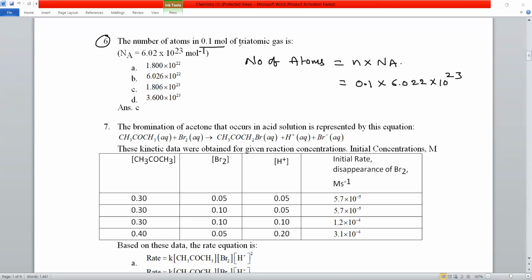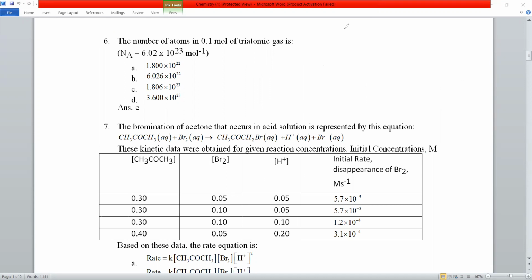But what gas are they talking about? It's a triatomic gas, so we have to take its atomicity. So 3 into 0.1 into 6.022 into 10 to the power of 23. On simplification we get option C, 1.8 into 10 to the power of 23 as the answer.